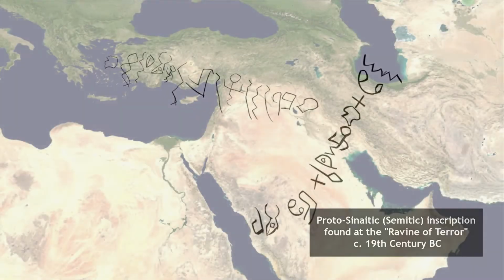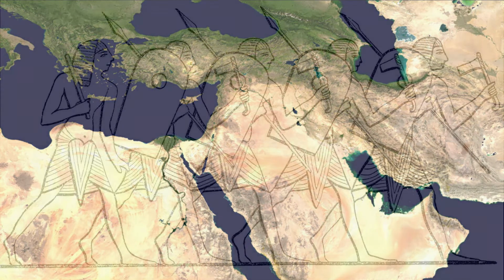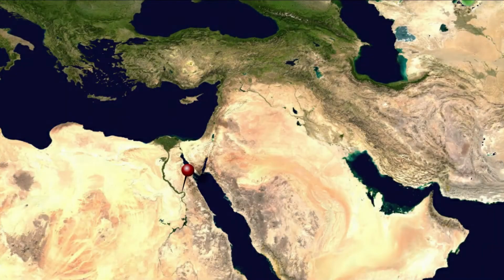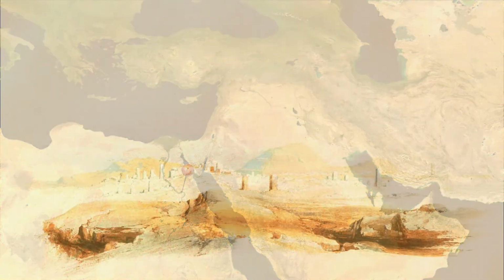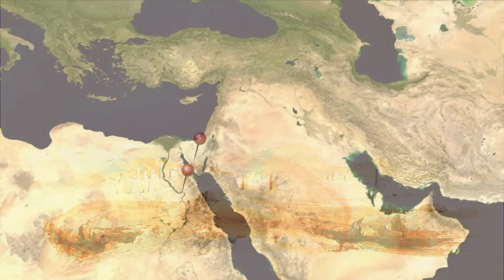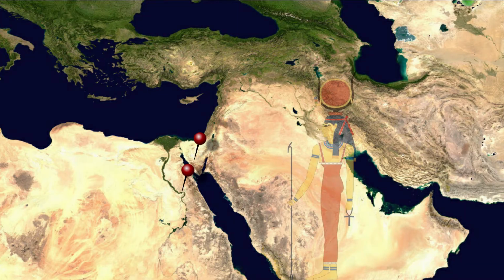We don't know exactly when or where during the 2nd millennium BC this alphabet was first used. One of the earliest examples may have been carved by Semitic-speaking mercenaries into a cliff face near the Nile, in the so-called Ravine of Terror. Other examples were found in a turquoise mine on the Sinai Peninsula that was worked by Semitic-speaking prisoners of war. Both inscriptions appear to reference Hathor, an Egyptian goddess associated with turquoise, who is thought to protect people in desert regions.